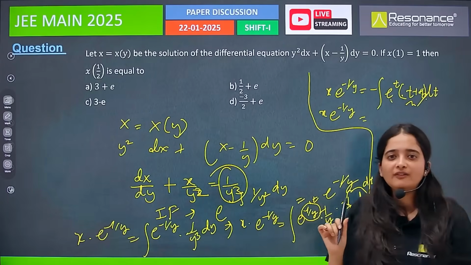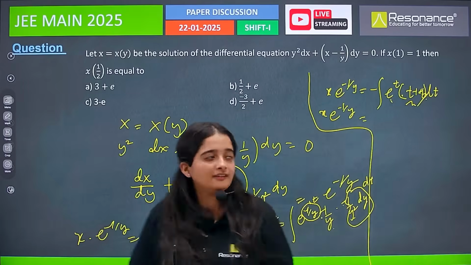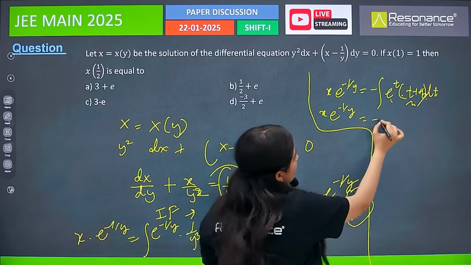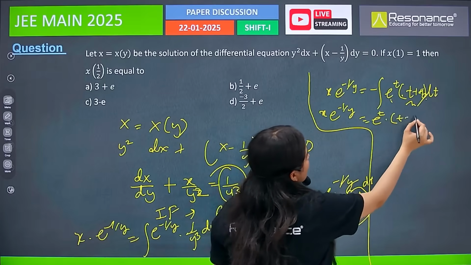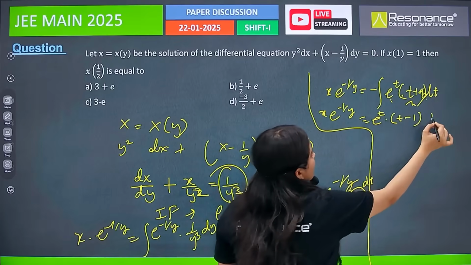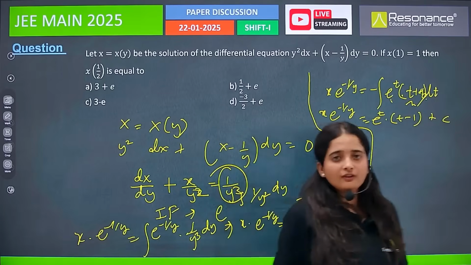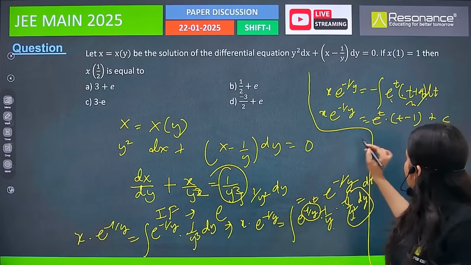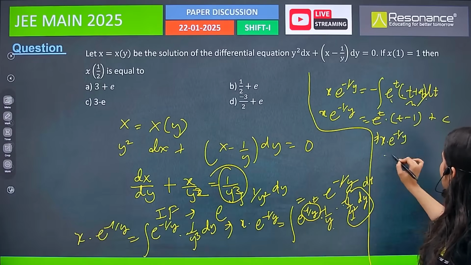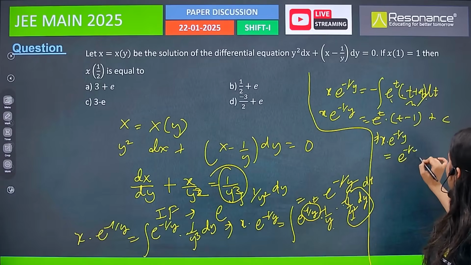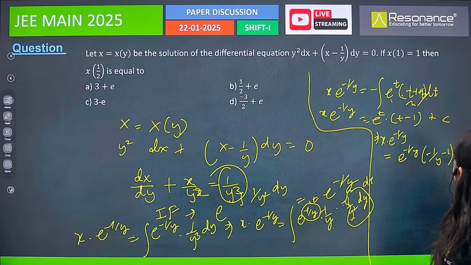What will be the integration? e power x into f of x plus c. Let's solve. e power t into f of x, minus outside, t minus 1 plus c. And what was the value of t? The value of t was minus 1 by y. So x into e power minus 1 by y is equal to minus, e power minus 1 by y, minus 1 by y minus 1, plus c.